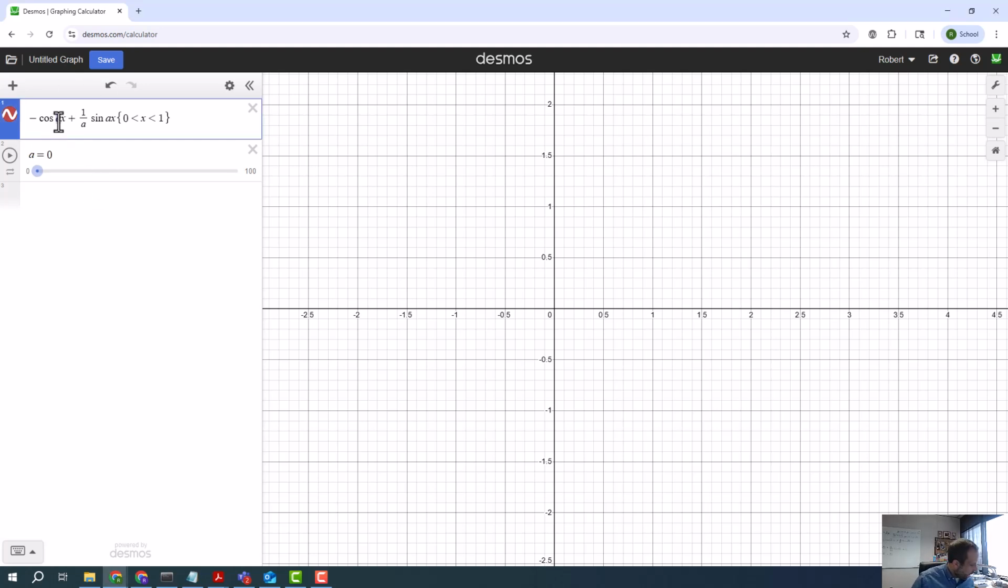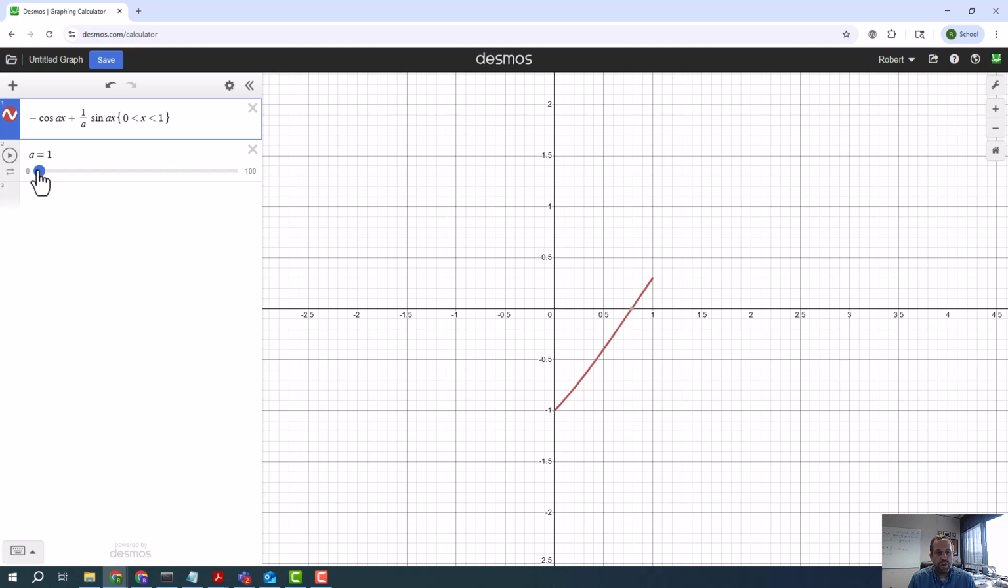Only before I had the square root of lambda. Now I just have a, so a is equal to the square root of lambda. This is the solution here. When a is equal to 0, we're dividing by 0, so this is not defined. But if I increase a little bit, I start getting the type of functions that I want to see here.